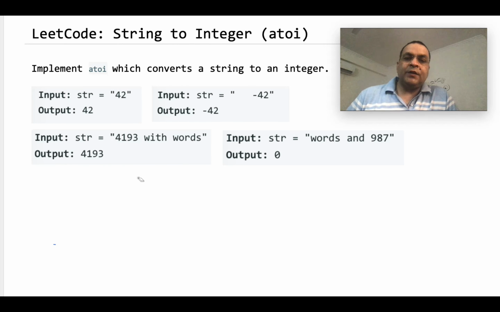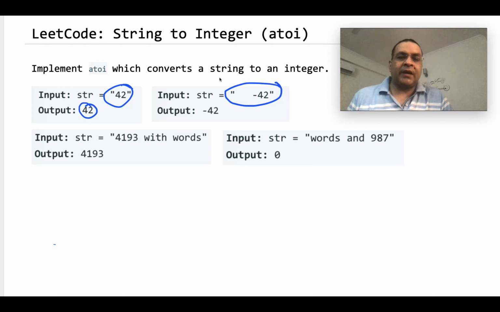Hello everyone. In this video, we are going to discuss a simple problem from LeetCode. The problem is that we are given an integer in the form of a string, and we have to convert that string to an integer. So let's say if the number is given as 42 within a string, then we should return integer 42. If the number is given as, let's say, minus 42 within a string, then we should return minus 42.